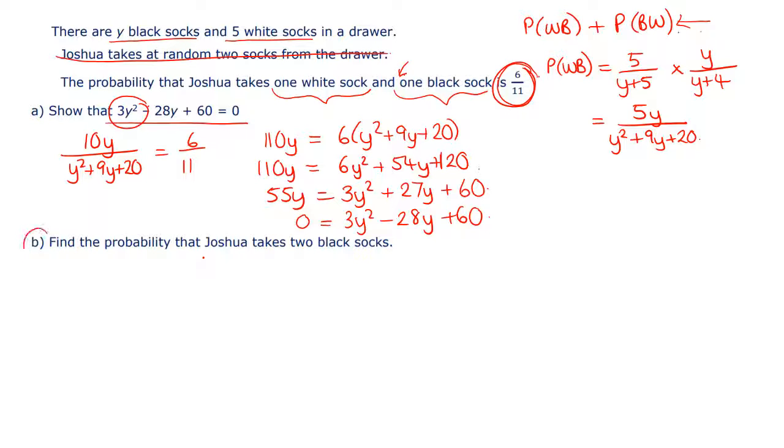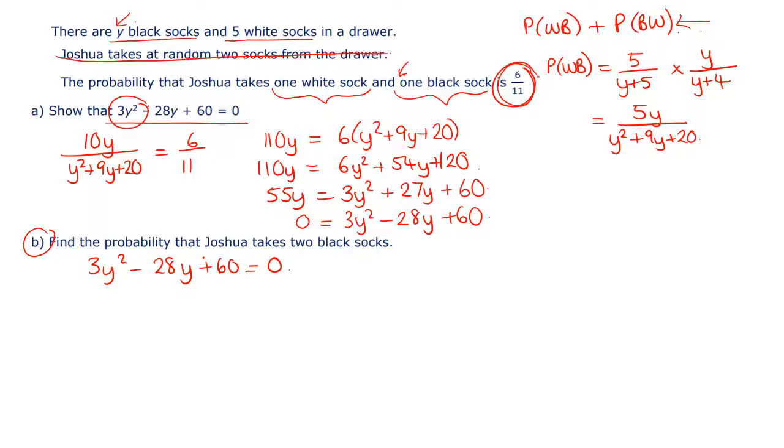Now, part B in this case is asking us to find a probability. We can only find a numerical probability if we actually know how many black socks there were. And that's why part A is leading us to an equation where we're going to be able to solve that and find the number of black socks. So even if you couldn't do part A, you can use that equation to do part B. So we've got 3y squared minus 28y plus 60 equals 0.